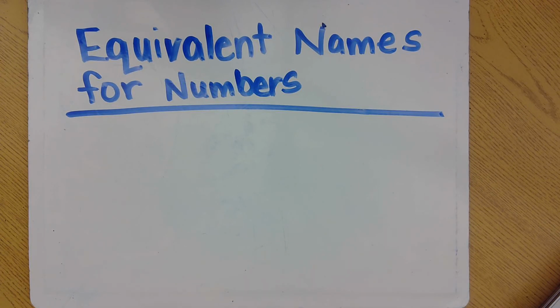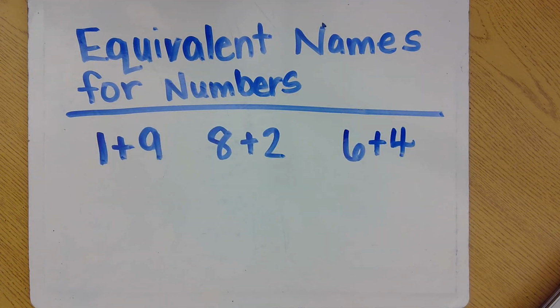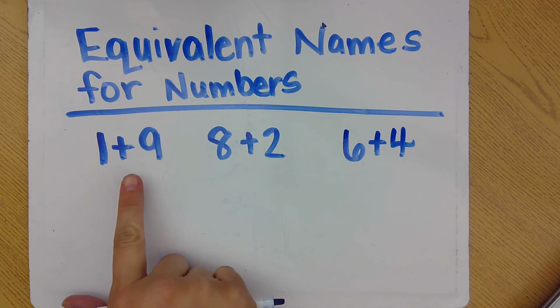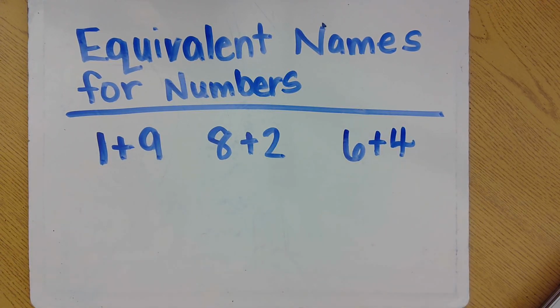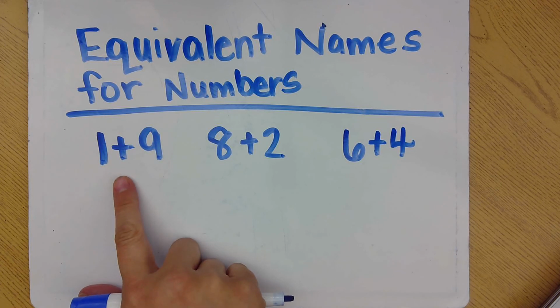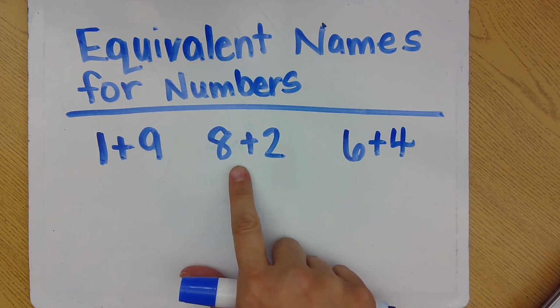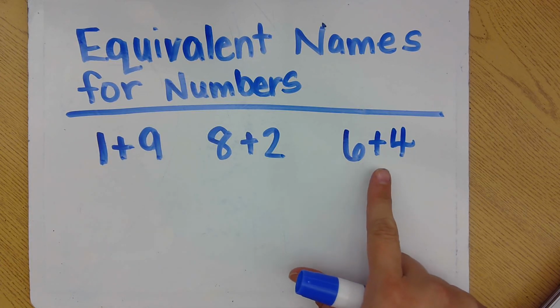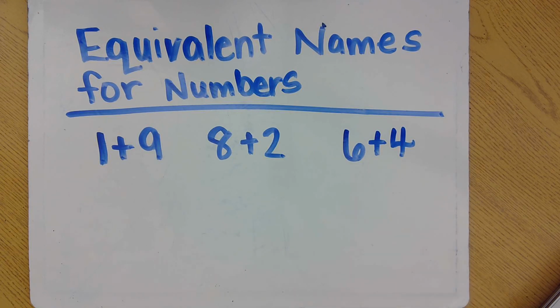Name as many ways as you can think of to get 10 by adding two numbers. Let's see what you guys come up with. These are the problems that I came up with. All of these adding problems equal 10. So another name for 10 is 1 plus 9, 8 plus 2, 6 plus 4.